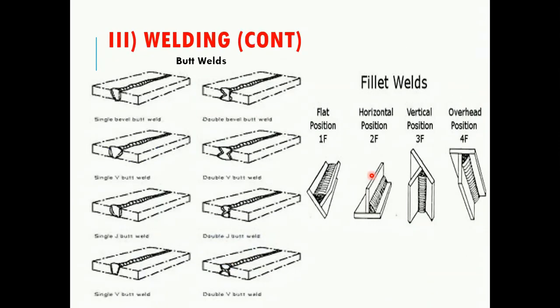Okay, so here are some examples of butt welds and also fillet welds. Basically, for butt welds, when we combine two elements horizontally, then we use a butt weld. For fillet welds, we use them when we need to combine two members at different angles, so then we need to use fillet welds.